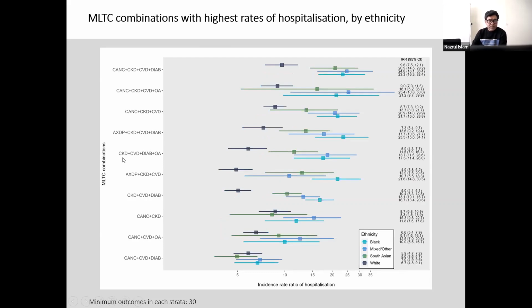This is the stratified analysis by ethnicity. As you can see, there is quite a bit of mixed evidence here. Cancer, CKD, CVD, and diabetes. Most of the time, the incidence rate ratio for the white ethnic group was significantly smaller than other ethnic groups. For certain conditions, people from the Black ethnic group had a significantly higher hospitalization rate than white, but it was not consistent across all the conditions. That's the heterogeneity that we need to consider.